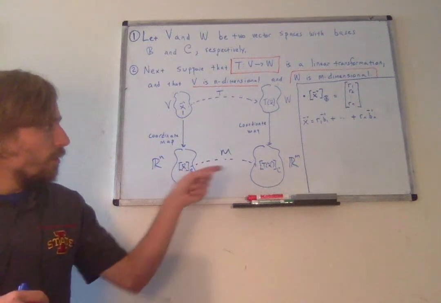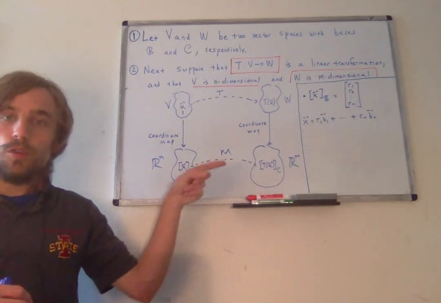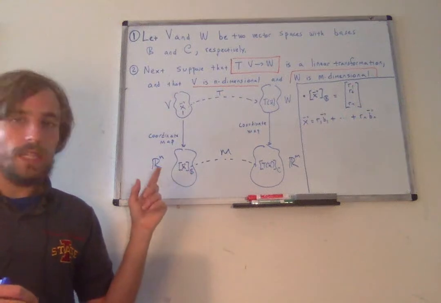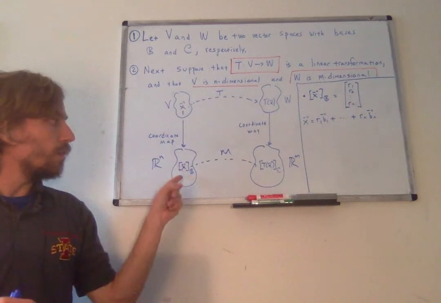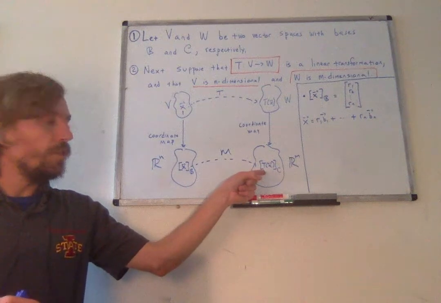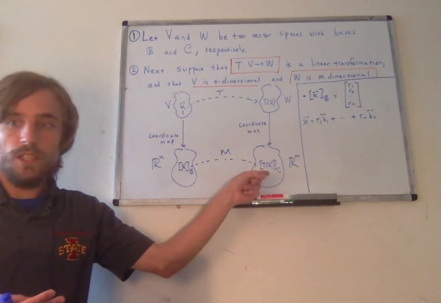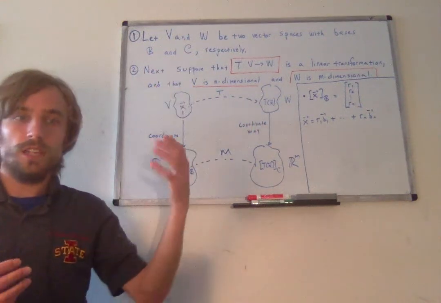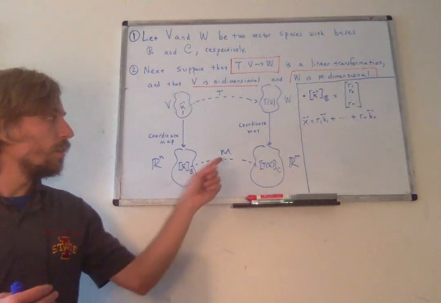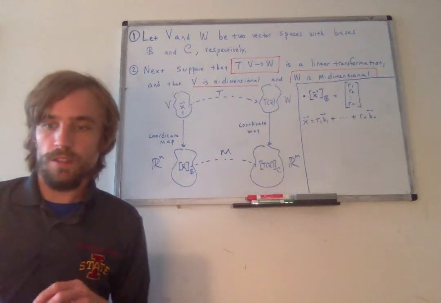And so this matrix M is, in a sense, performing the same linear transformation. If we wanted to eventually wind up here, we could go down here, multiply by M, and we've now got the C coordinate representation of the image of X. Then we can just find the original vector in whatever vector space we are in. So I want to briefly talk about how we can find M.